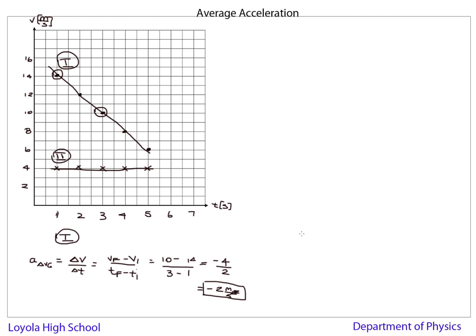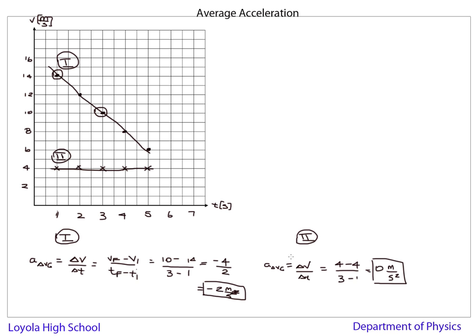For the second object, object number 2, I use the same equation. The average acceleration is equal to change in velocity over change in time. And here you can see that there's no change in velocity. It's 4 minus 4. It's 4 the entire time over, I use the same time frame, 3 and 1. So I get 0 meters per second squared, which means that there's no acceleration rate, or it's going at constant velocity.